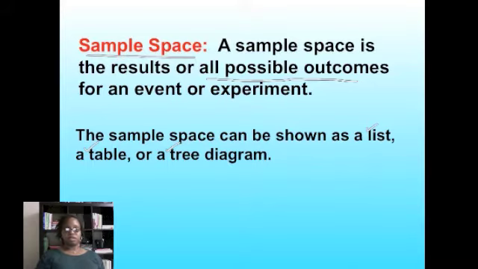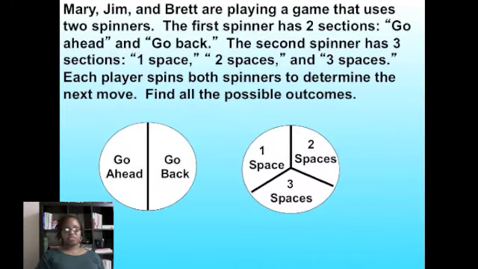Okay, so here is our first example. We've got Mary, Jim, and Brett who are playing a game that uses two spinners. The first spinner has two sections. So here is that first spinner. And then the second spinner has three sections, which are one space, two spaces, and three spaces.